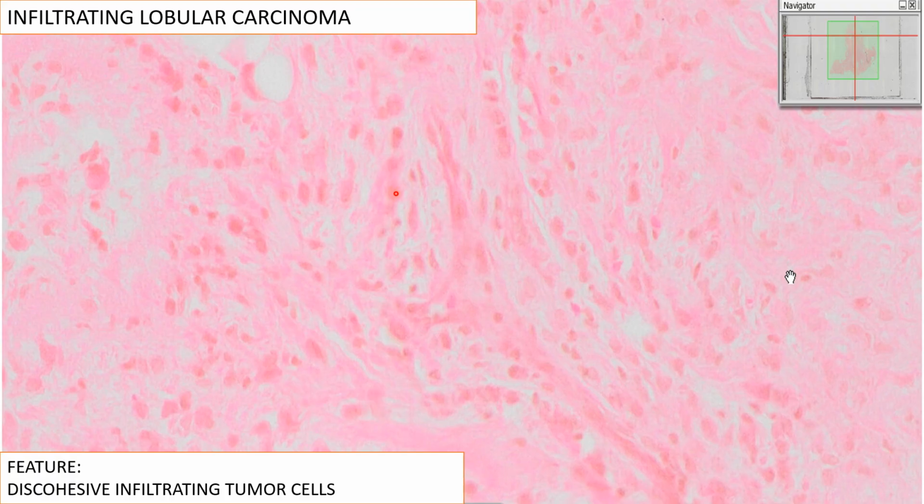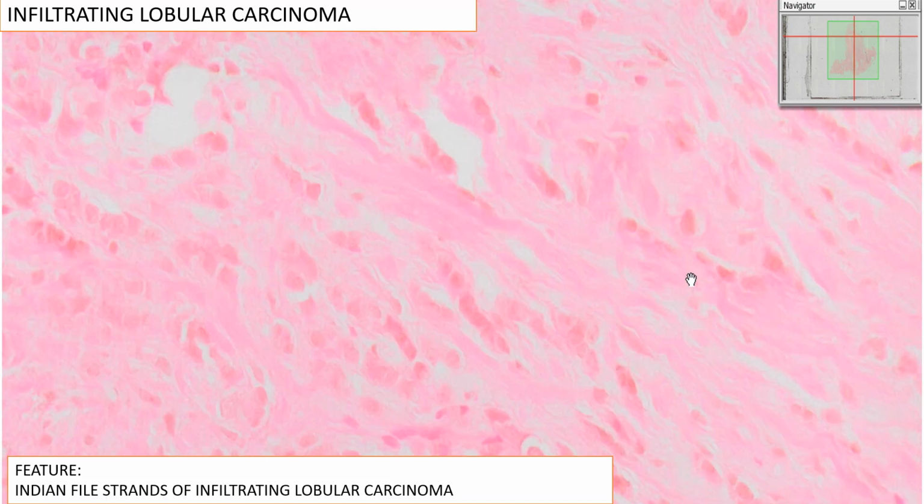Here you will see these infiltrating tumor cells, and you can actually appreciate a pattern. As mentioned, you see these atypical cells forming lines, and this is what we call the Indian file pattern.